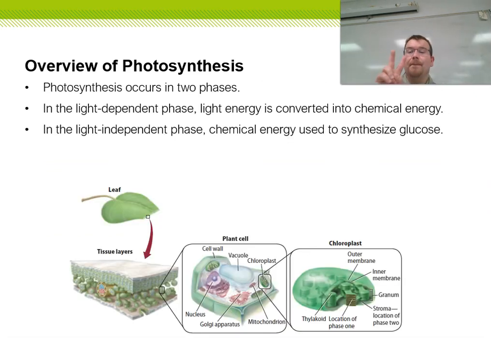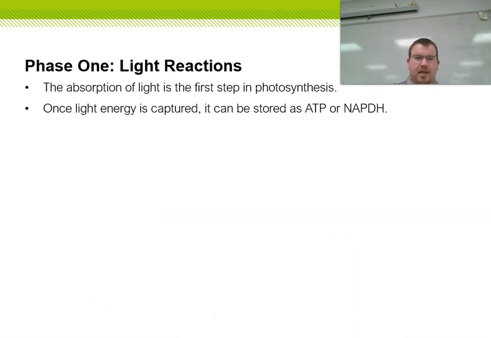So within this, it happens within two phases. The first one is the light dependent phase. This is where light energy is converted into chemical energy. And the second one is the light independent phase. We're going to talk about both of these. And this is where chemical energy is used to synthesize our sugar molecules, and glucose is an example of that.